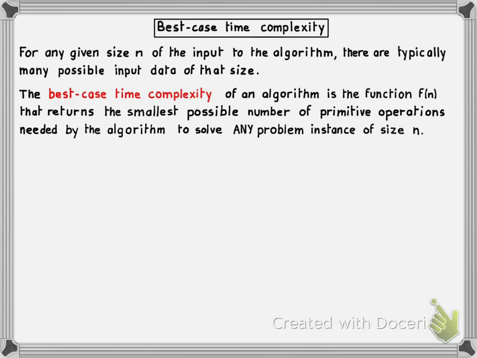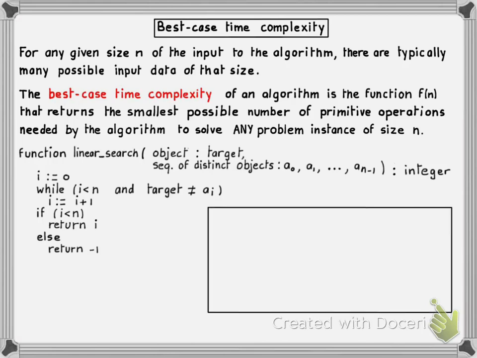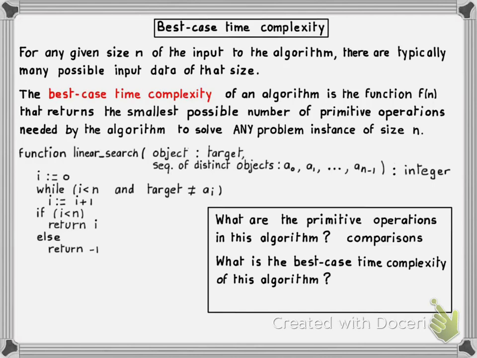So let's perform the best case time complexity analysis for the algorithm that we've been dealing with, namely the linear search algorithm, which I reproduce here. Remember that the first step in the analysis, which remains the same, is to determine the primitive operations that are going to make up the time complexity. Let's keep the comparisons as the primitive operations of interest. Now the second step is actually to count these primitive operations for a fixed value of n, but now we're going to do it in the best case.